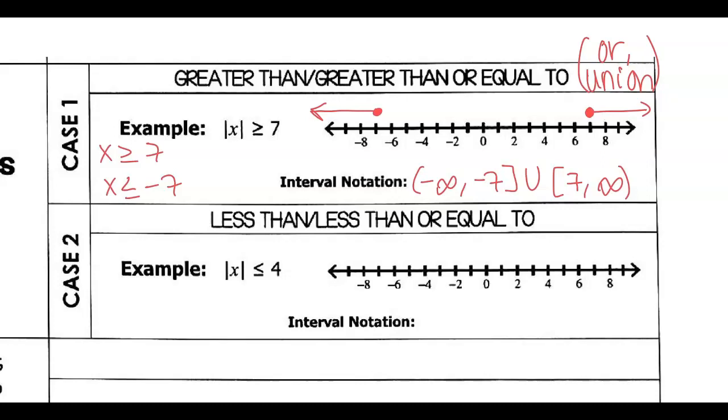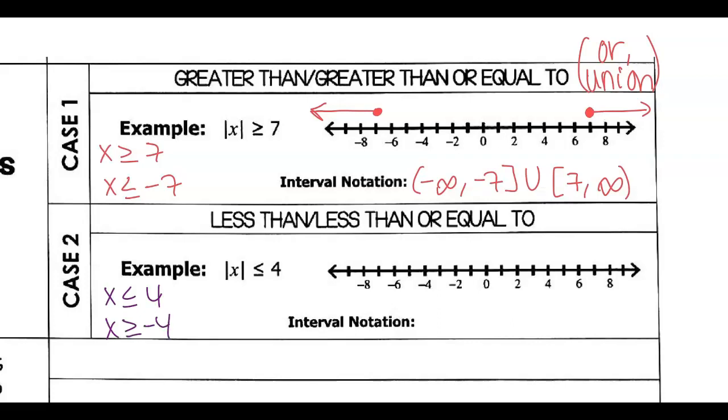The last part for this is case 2. We've already talked about the or union type of inequalities. Let's see what less than does. So we're going to do the same thing. We're going to say the absolute value of x is less than or equal to 4. We're going to write it as x is less than or equal to 4 first. And we're also going to write x is greater than or equal to negative 4.